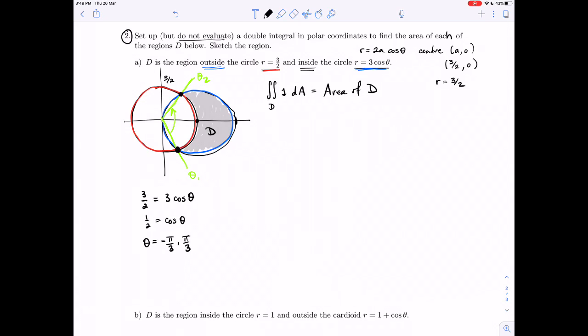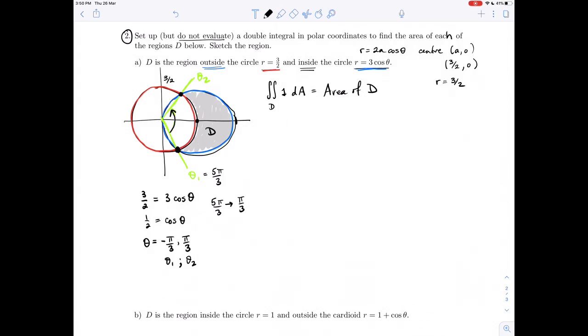Now it's important to be careful in how we choose these. If I want theta to go from theta 1 to theta 2, I want to travel through my region in the order of theta. If I had taken theta 1 to be 5 pi over 3, and I had said that we were going from 5 pi over 3 to pi over 3, well, that's not the region that we want at all.